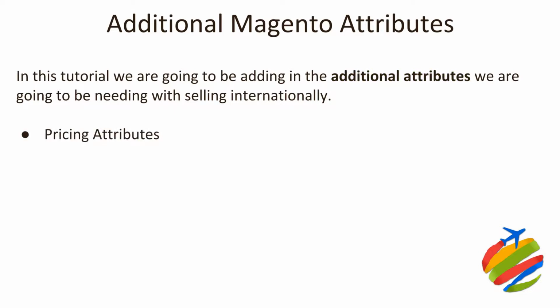The first is going to be some pricing attributes, so you're going to have granular control over the pricing for the international eBay sites. And also we're going to be adding title attributes as well, or additional attributes which you can then use for eBay listing titles on the different sites.